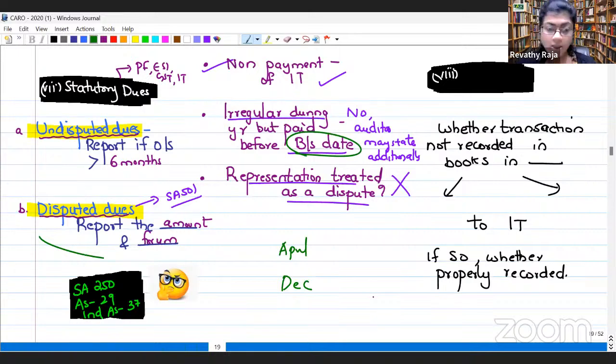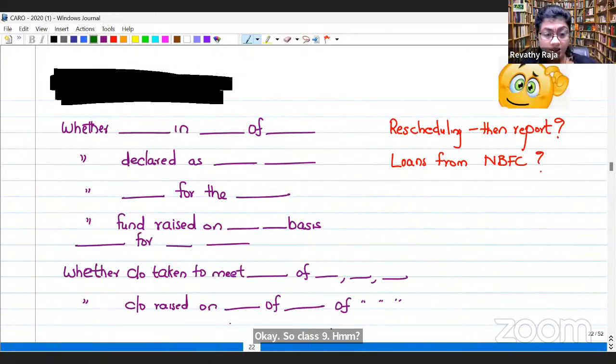Okay. So clause 9. Why did I jump to clause 9? Why did we jump, you know? Repayment of dues.